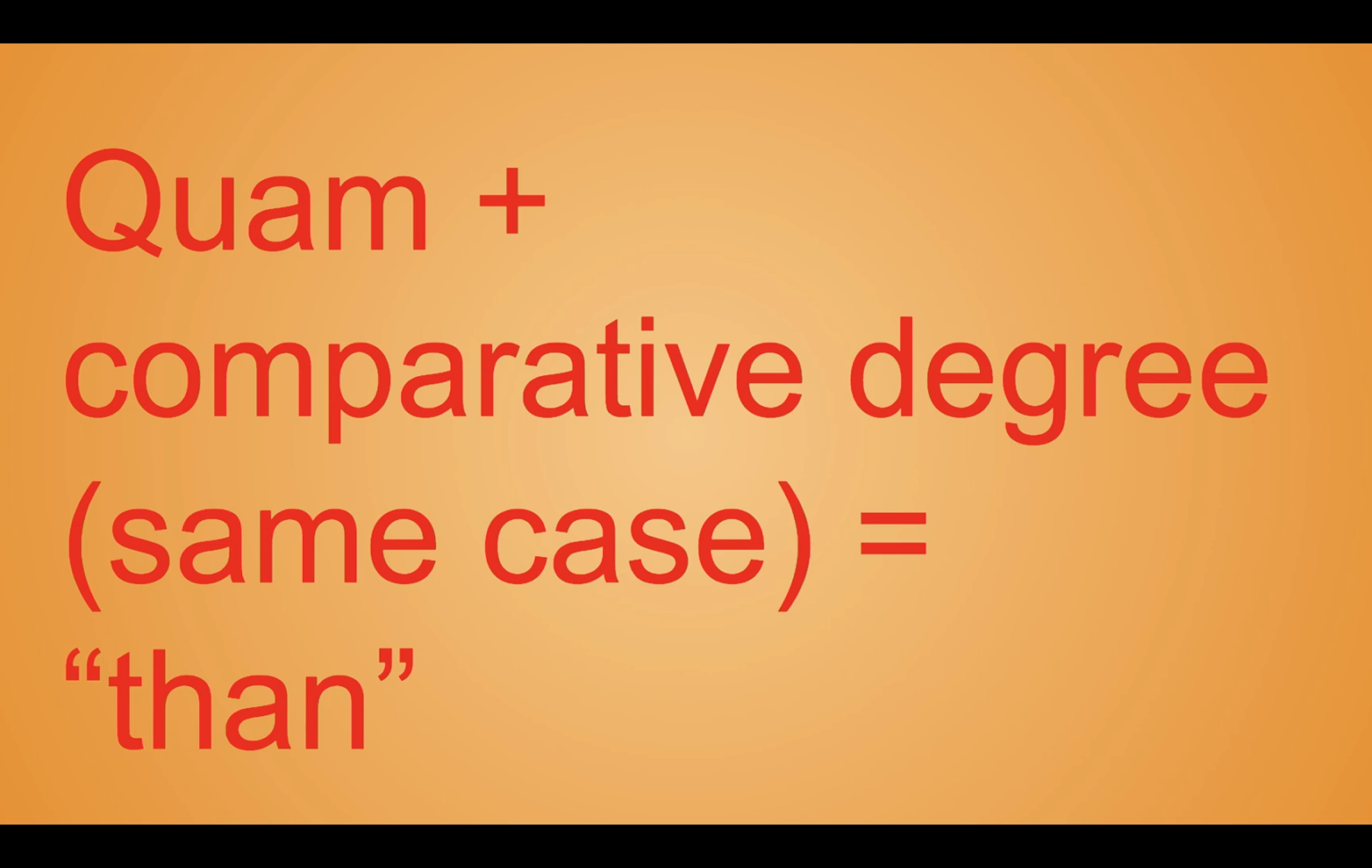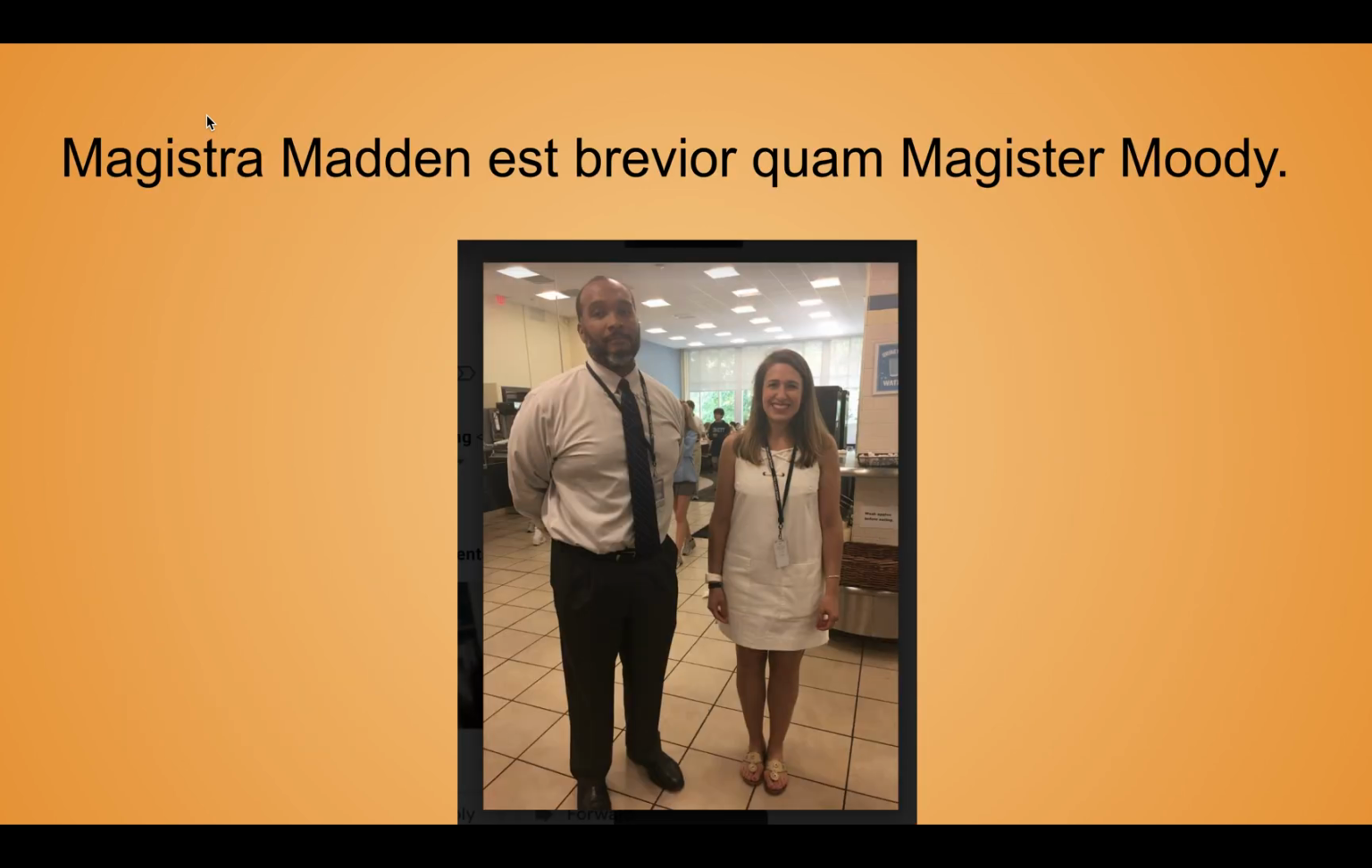The rule we're talking about right this minute is quam plus the comparative degree. So if we see an IOR or IUS form of an adjective or an adverb with quam, then quam means than, and the two things on either side, if it were an adjective, would be in the same case. Back to our original slide where everything's in the nominative. Magistra Madden est brevior quam Magister Moody. It's all in the nominative because est is a linking verb.